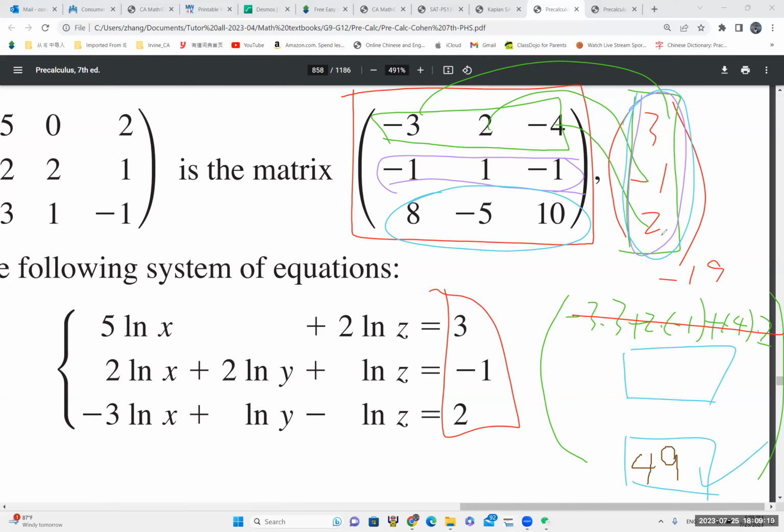Do you already know the rule? The rule is -1 times 3 plus 1 times -1 plus -1 times 2, right? So together we get -3, -1, so already -4. Here is -2. So totally -6, right?